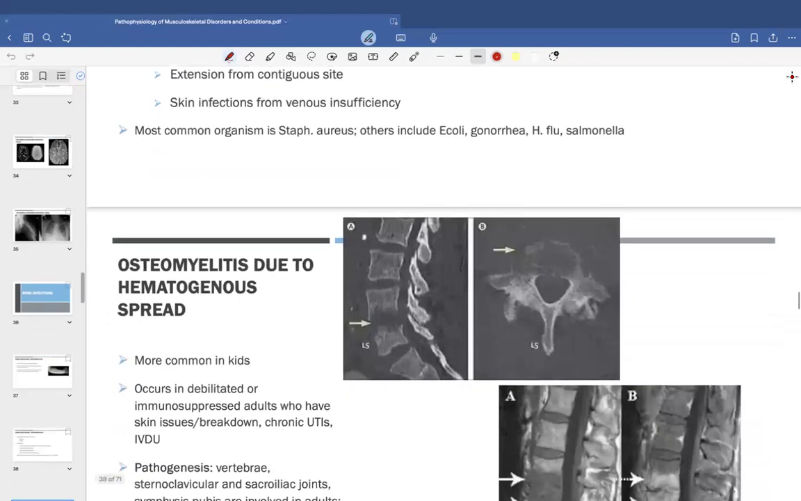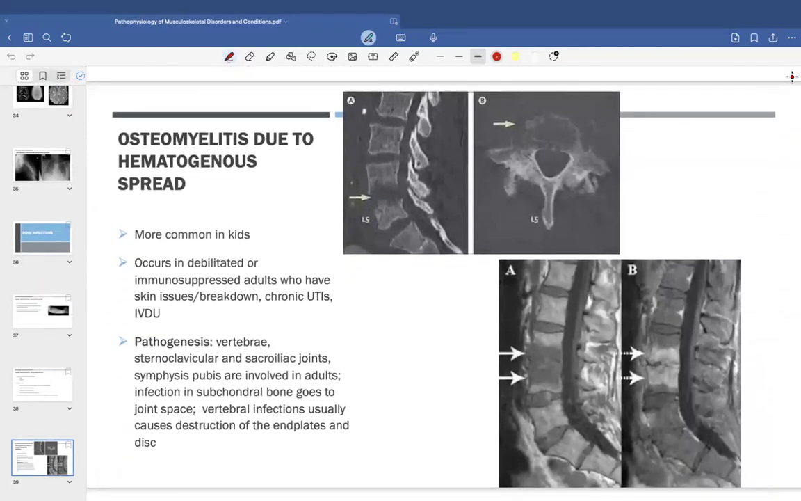And so these are just some pictures of osteomyelitis. And these specifically are due to hematogenous spread. Sometimes in hematogenous spread, it will go to the vertebrae through the spinal arteries. And that's what's happening in this particular case. We see it, hematogenous spread occurs more commonly in kids, especially with the rich blood supply in the end plates of the bones, and as the bones are growing.